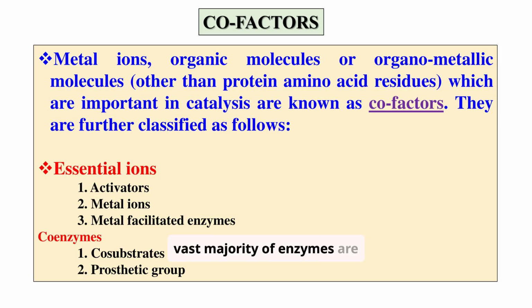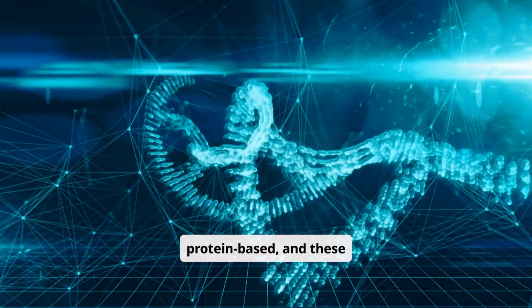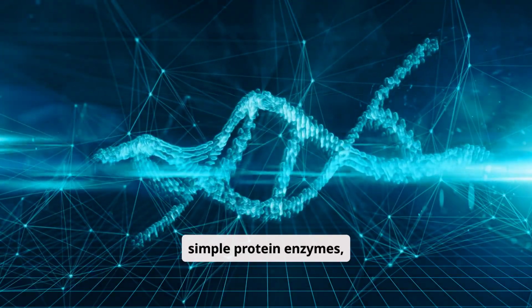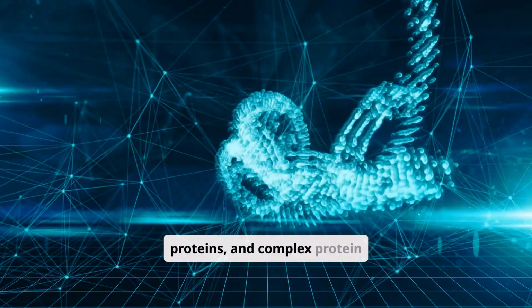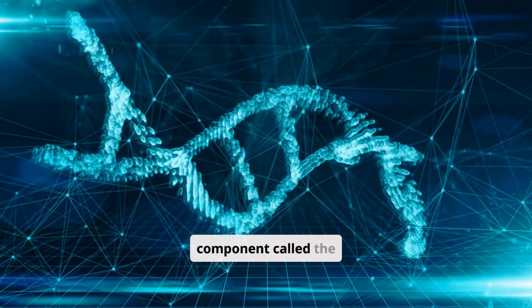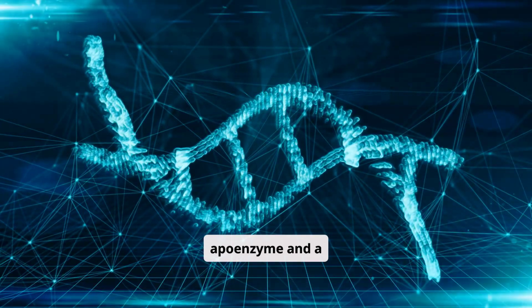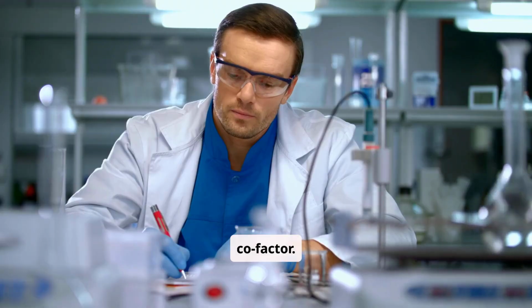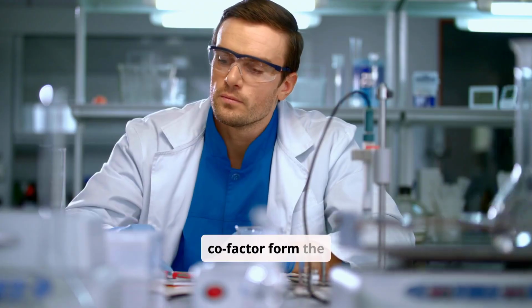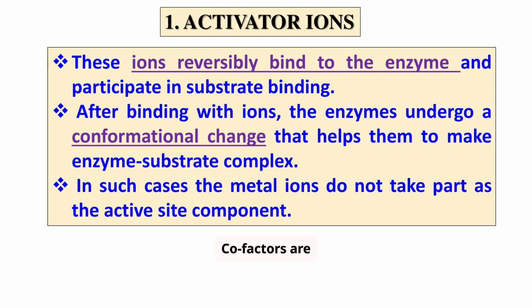The vast majority of enzymes are protein-based, and these can be further divided into two types: simple protein enzymes, composed solely of proteins, and complex protein enzymes, which consist of a protein component called the apoenzyme and a non-protein component called the cofactor. Together, the apoenzyme and cofactor form the complete functional enzyme known as the holoenzyme. Cofactors are essential for the activity of many enzymes.